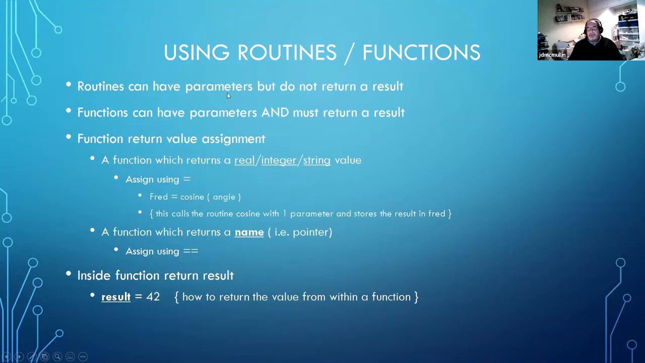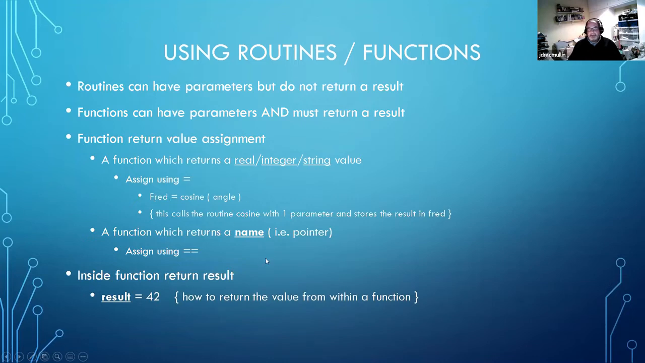Routines, usual thing. They have parameters but don't return a result. Functions have parameters and must return a result. So you can either return a real, an integer, or a string value. You assign it using the equal sign, and then if you want to say Fred equals cosine with the angle, then the cosine routine will be called with the parameter angle and return the value in Fred.